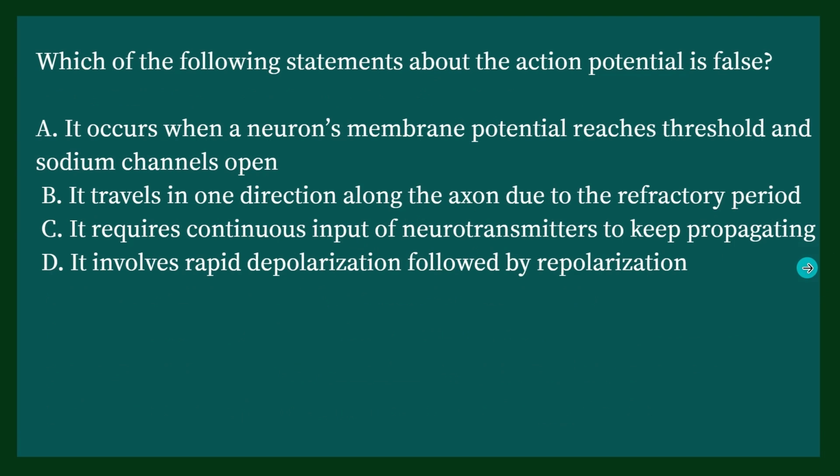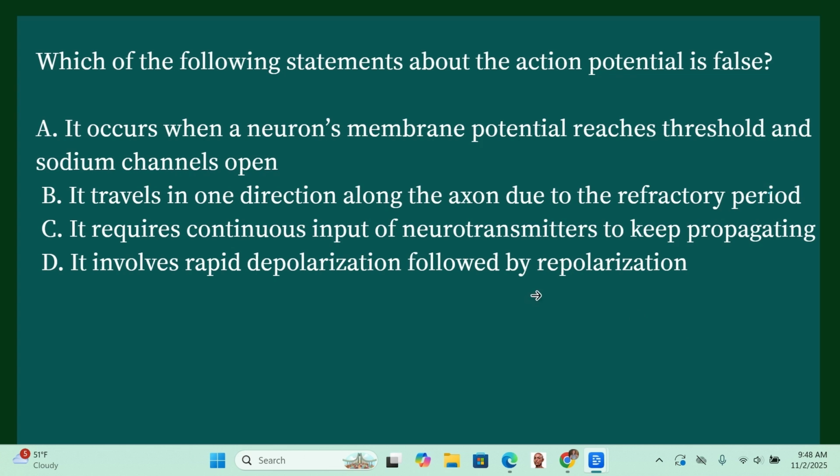Okay. So next question. Which of the following statements about the action potential is false? So that means we have 3 true statements and 1 false statement. About action potential. A, it occurs when a neuron's membrane potential reaches threshold and sodium channels open. Okay, let's see, is that true?